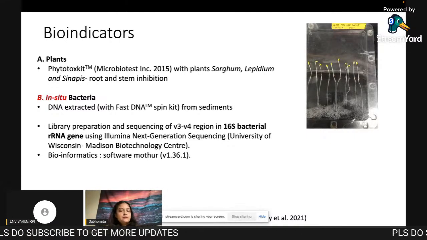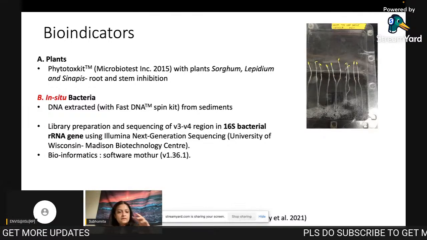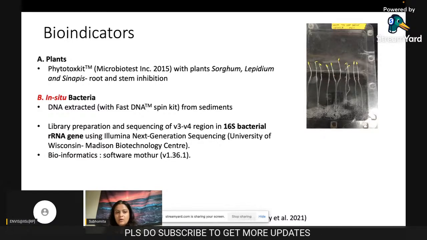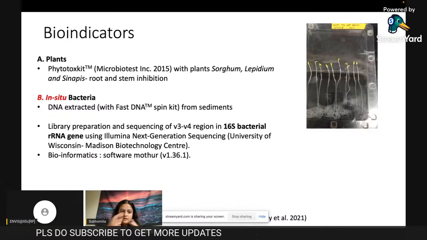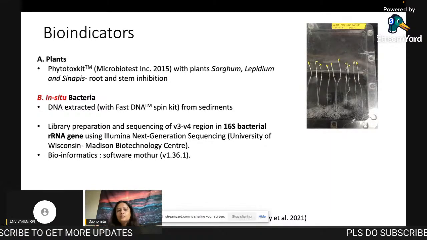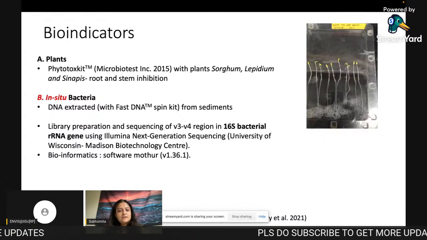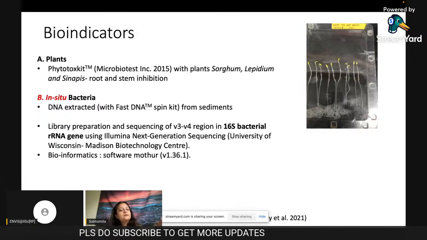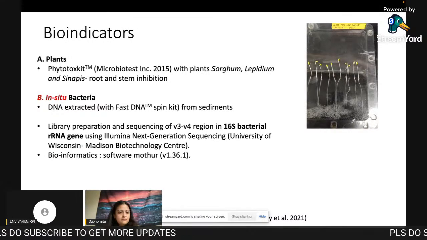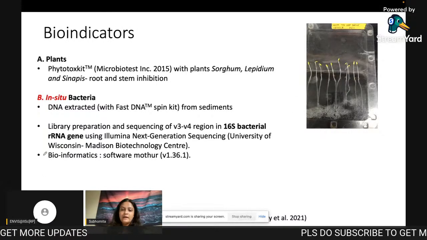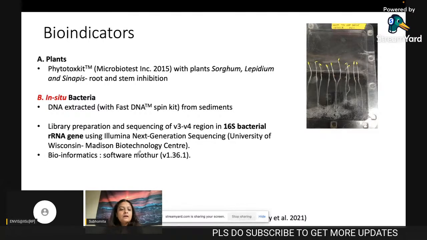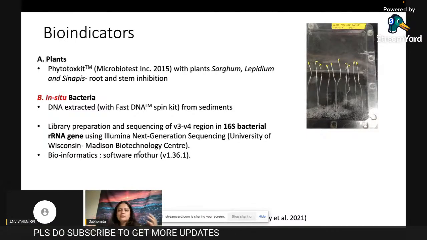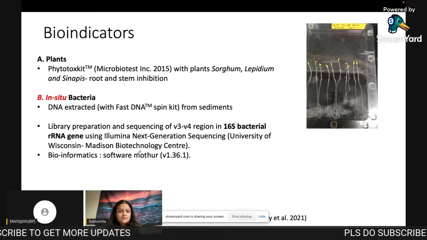For that, we extracted DNA from these wetland sediments. We did a library preparation and sequenced the V3-V4 region of the 16S rRNA gene using Illumina next generation sequencing. Although I did not do the sequencing myself, I did the DNA extraction and PCR, and we did not have the facility to do all the sequencing steps, so we had to send it over to UW Madison. Then I received the sequences electronically, and I ran the bioinformatics. We used a particular software called mothur, which gave us the entire taxonomical profile of the possible bacterial genera living in this ecosystem.